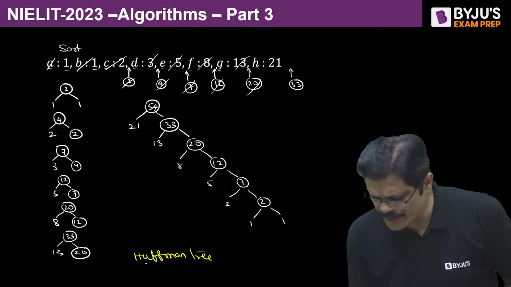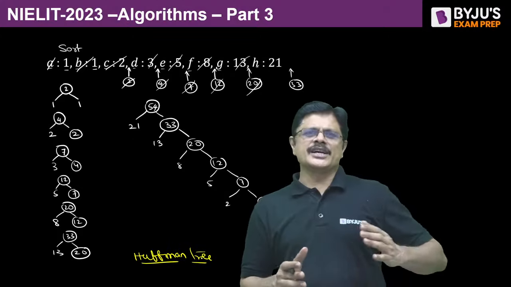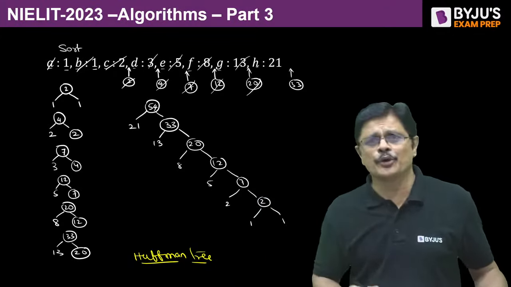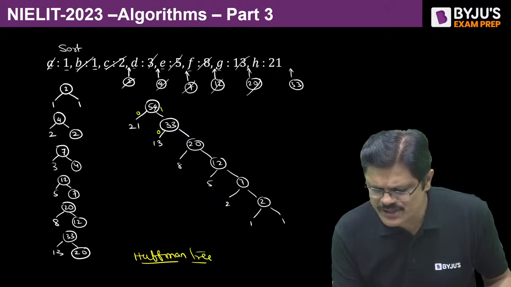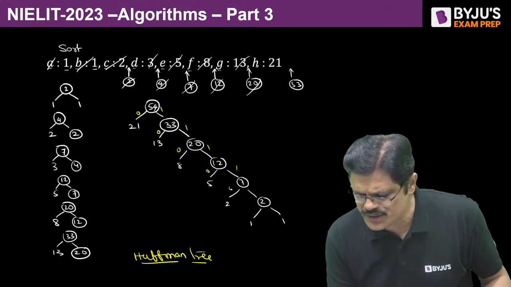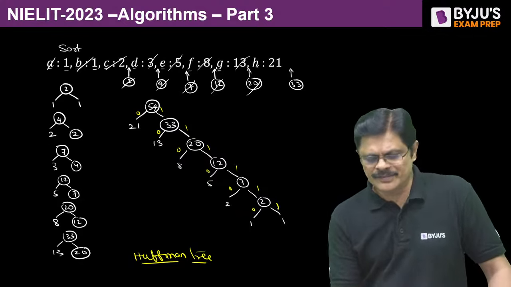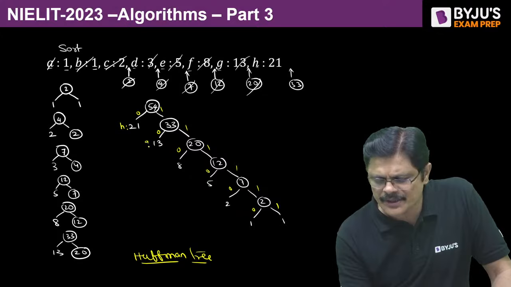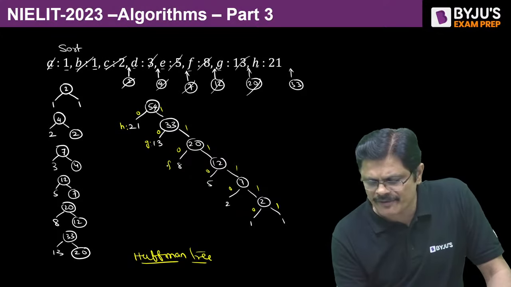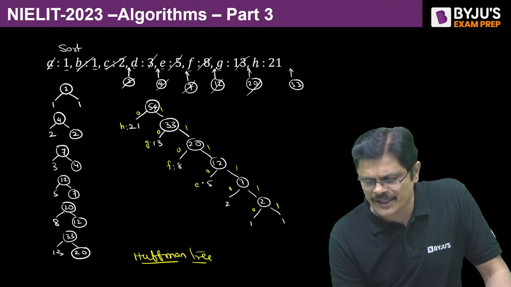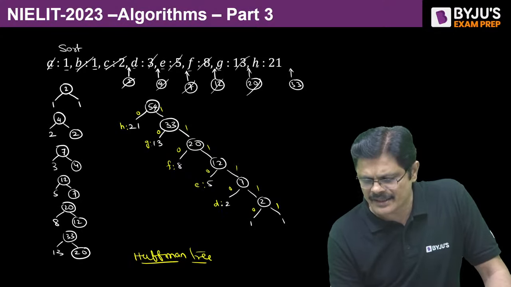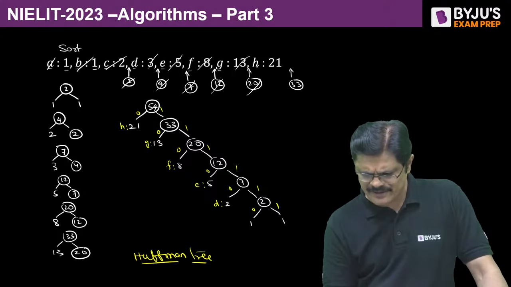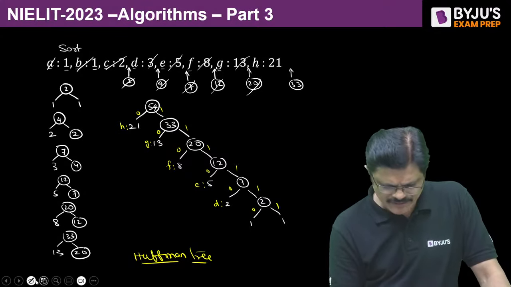Now you can create the coding. How to create the code? Generally for the left edge we give the label 0 and for the right edge we give the label 1. So this is 0, this is 1, 0, 1, 0, 1, and so on. Now this 21 corresponds to H, this 13 corresponds to G, 8 corresponds to F, and 5 corresponds to E, and D is this 2. I think 3 is there, no? Oh, 7 is made up of 3 and 4. Oh, somewhere something is wrong.